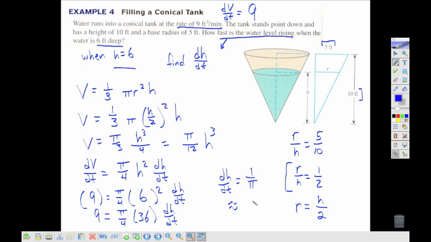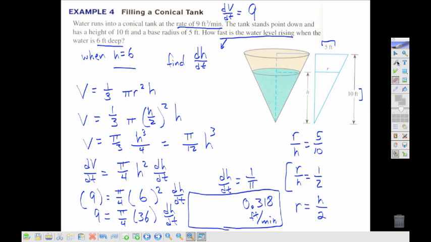To make this more useful to us, we could say that that's about 0.318. We need to give the correct units for this. Remember, we're talking about a change in height, and so that's going to be feet per minute. Now we should also probably interpret this correctly in terms of our unit, so we would say the water is rising at 0.318 feet per minute.